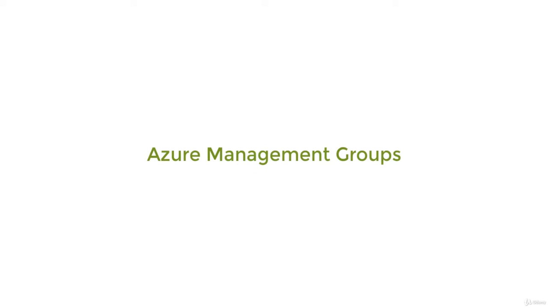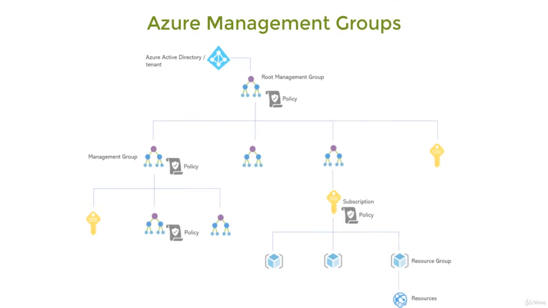If your organization has several subscriptions, you may need a way to efficiently manage access, policies, and compliance for those subscriptions. Azure Management Groups provides a level of scope above the subscriptions. You organize subscriptions into something called containers, technically called management groups, and then you apply your governance conditions to these management groups.